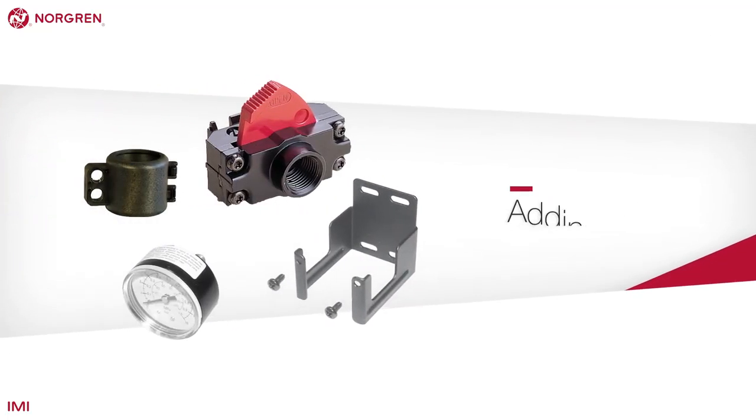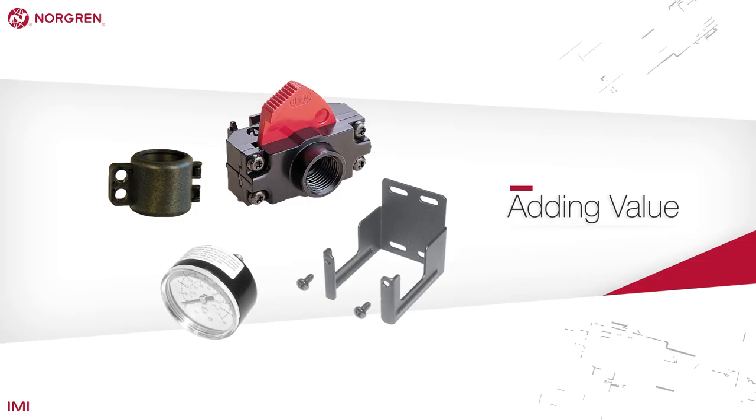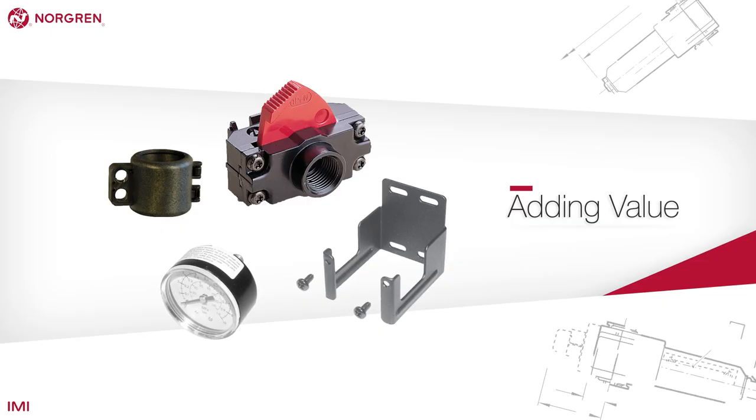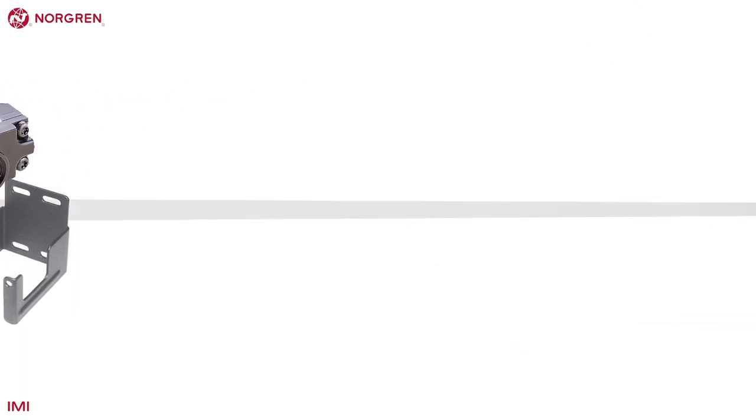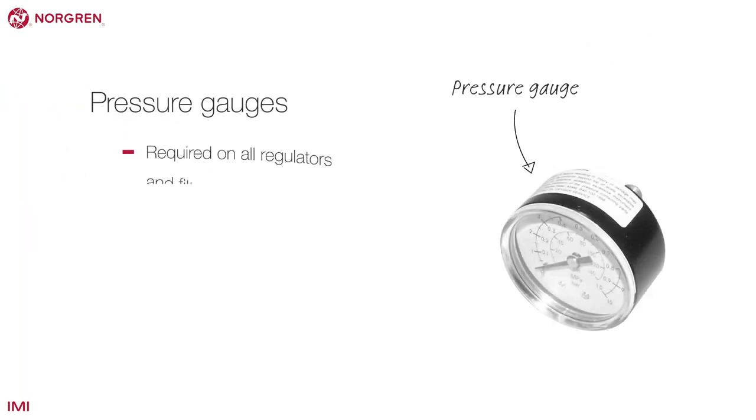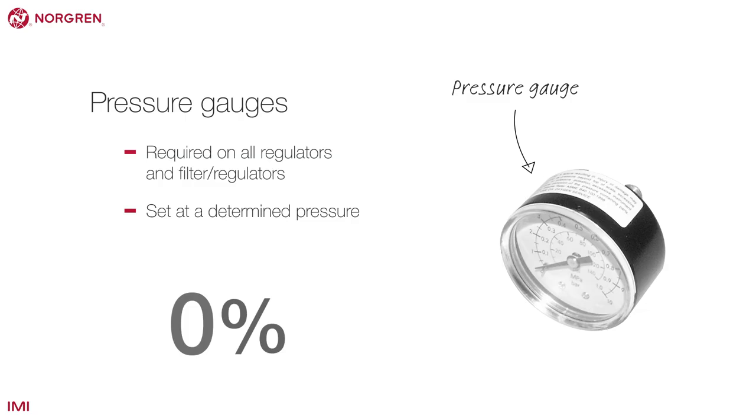There are a number of accessories available for the Norgren range of air preparation products. These can add significant value for a customer. They include pressure gauges that are required on all regulators and filter regulators to allow them to be set at a determined pressure. Having this measurement allows optimum pressure levels and can save significant cost.